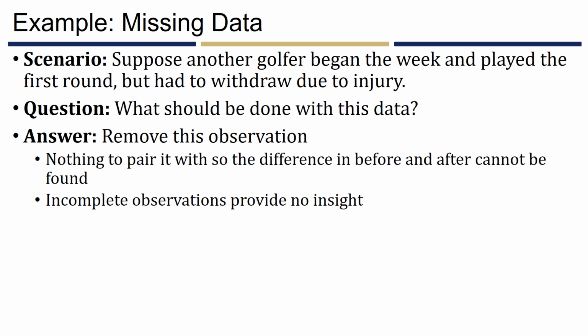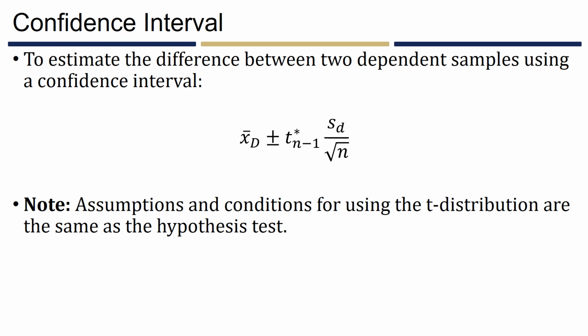So the last big topic that I want to discuss in this lecture is just the confidence interval for matched pairs. So to estimate the difference between two dependent samples using a confidence interval, this looks very similar to what we did in the one sample t-test situation.